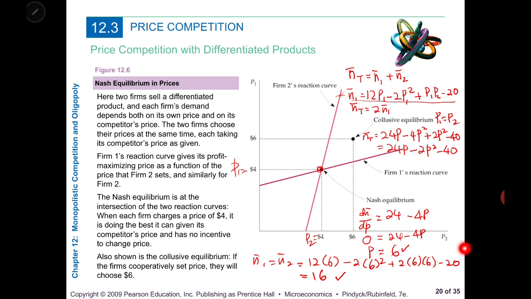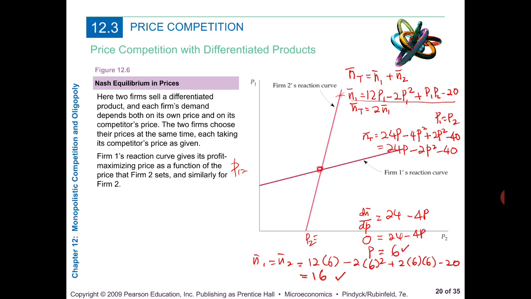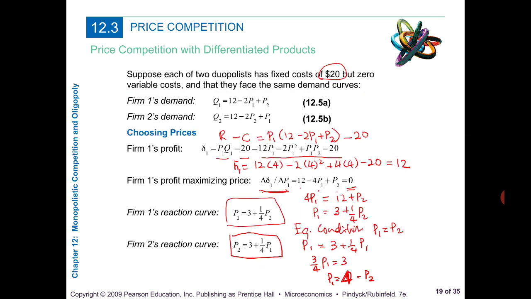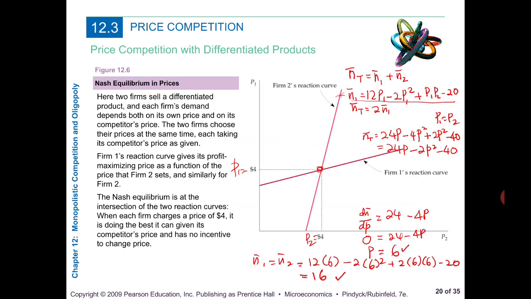Okay, if they were not cooperating just now, do you remember what the result was? Price 4, they charge a lower price, and they're only able to obtain a profit of 12. So it looks like it's better to collude, if there are only two firms, so that they can charge a higher price and therefore make higher profit for themselves.